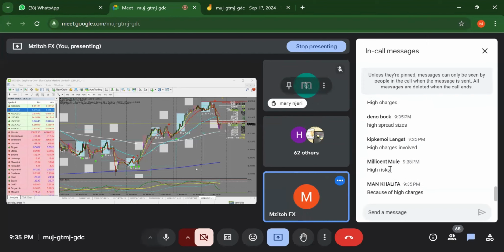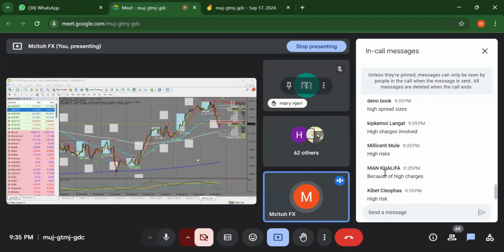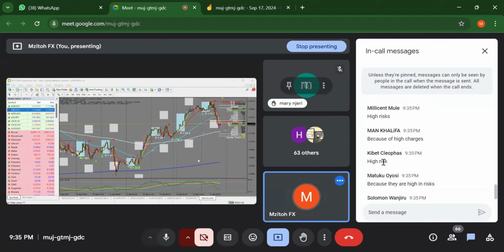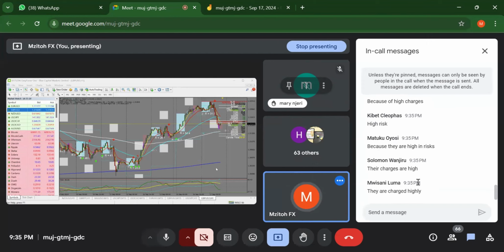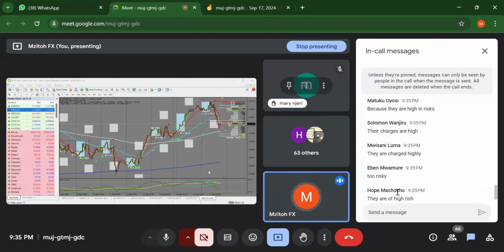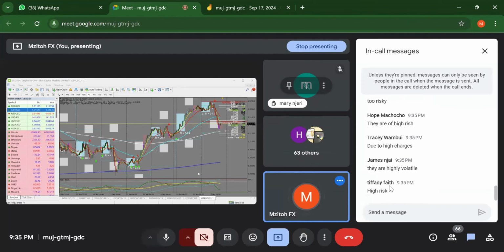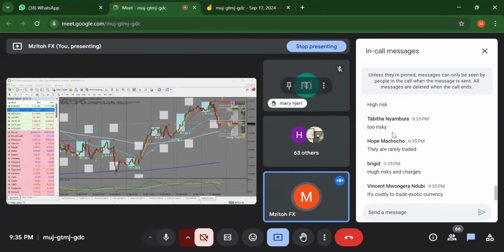So let me see what people are saying. High risk. Because of high charges, correct. High risk because they are high in risk. They charge highly, too risky. They are highly volatile, correct. That is also deep terminology in Forex. What does volatility mean? They are rarely traded. High risk and charges, correct. It's costly to trade exotic currency. Very well. High charges, thus high risk. Have a big spread.